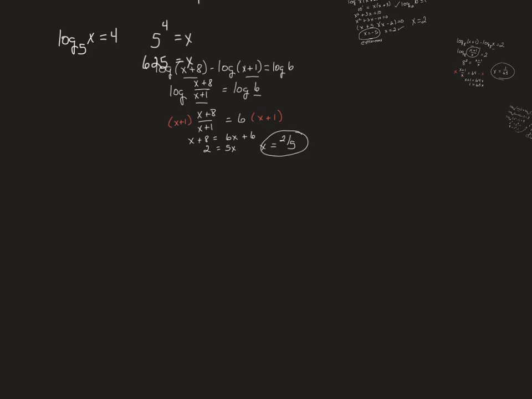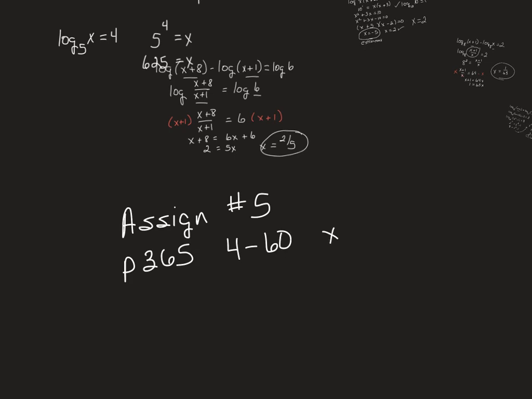All right, this is going to be assignment number 5 for this quarter, and it is on page 365. And I want you to do 4 to 60 every fourth. Do every fourth problem starting with 4, so that's 4, 8, 12, 16. You can get the rest of those.